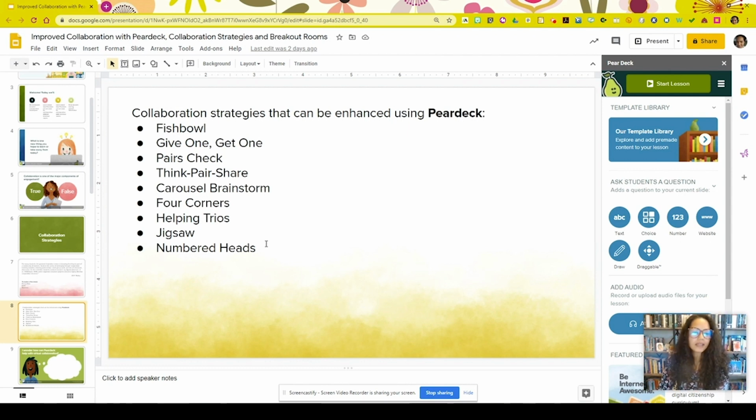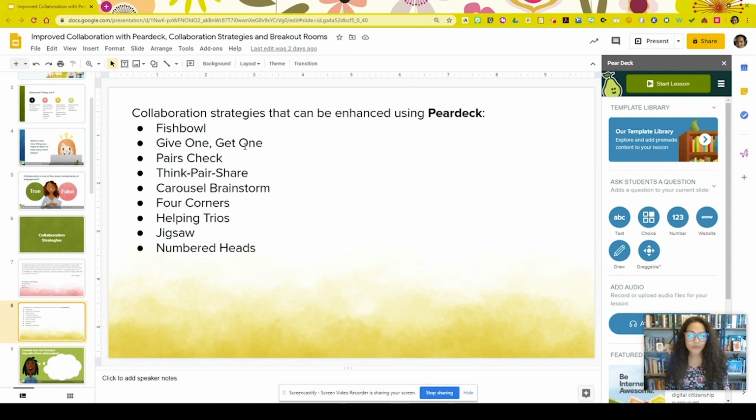I'm also going to highlight Four Corners, which is really dependent on kinesthetic movement. I'll talk about what it looks like in the classroom in case you are not familiar, but then again, I'll talk about how we can make that work with breakout rooms. And then the give one, get one. This is another one that really deals with movement and being able to get up and walk around.